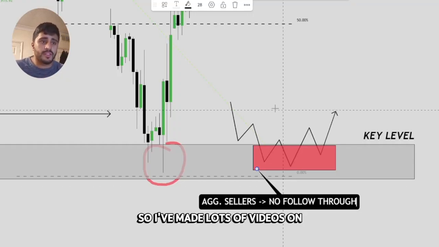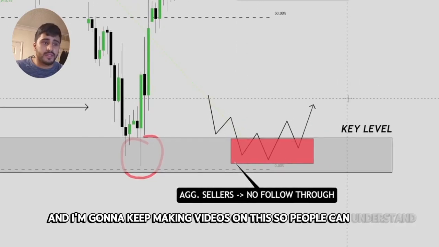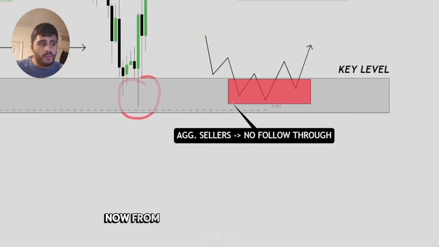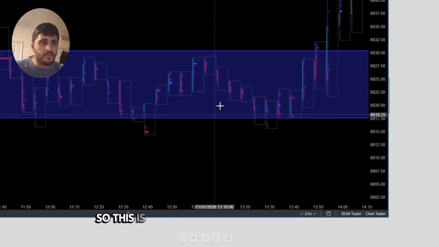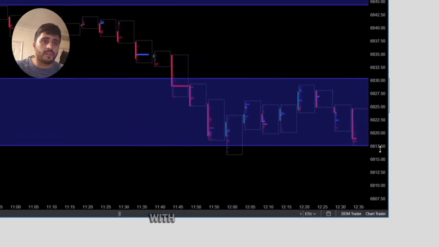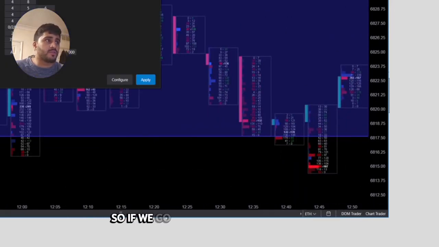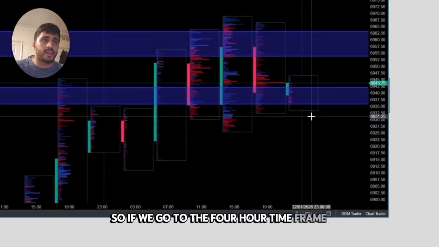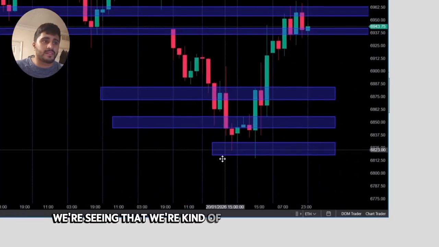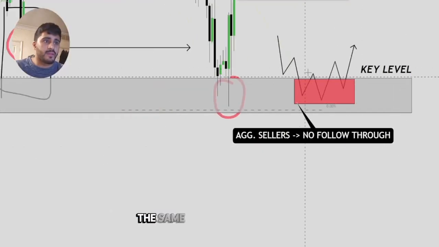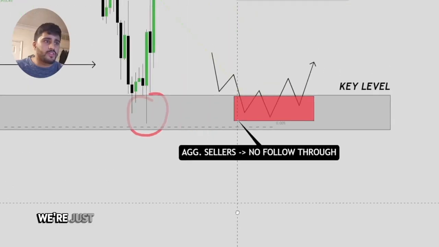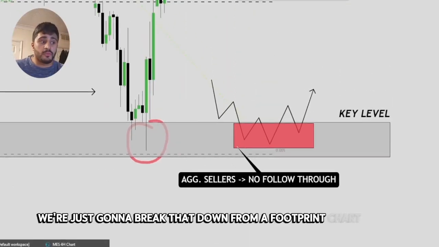I've made lots of videos on this, and I'm going to keep making videos on this so people can understand. Now, from a footprint chart perspective, this is where you want to use higher time frames with footprint charts. So this is the same kind of action. If we go to the 4-hour time frame here, we're studying that same reversal, the same reversal we see over here. We're just going to break that down from a footprint chart perspective.